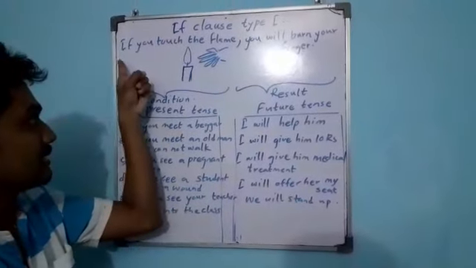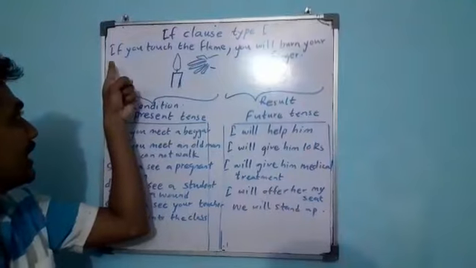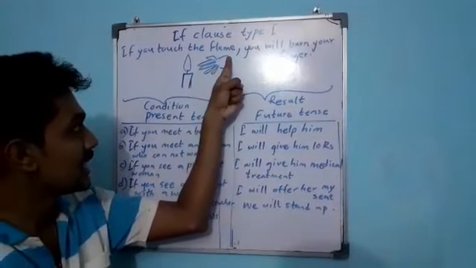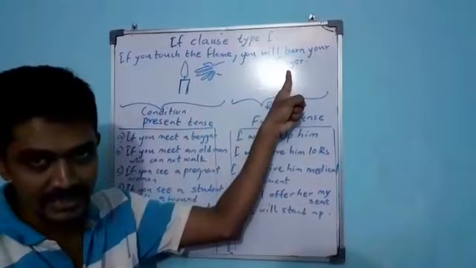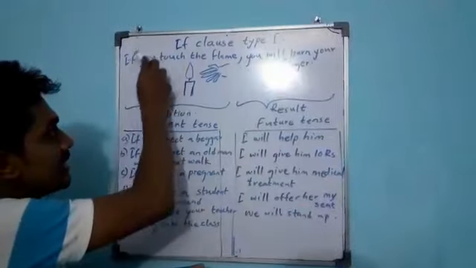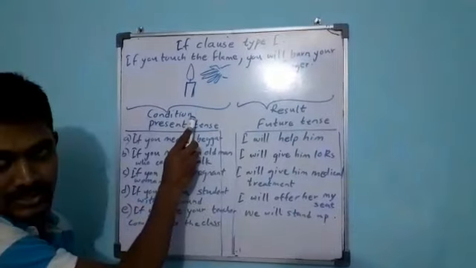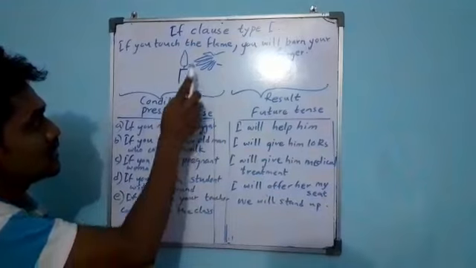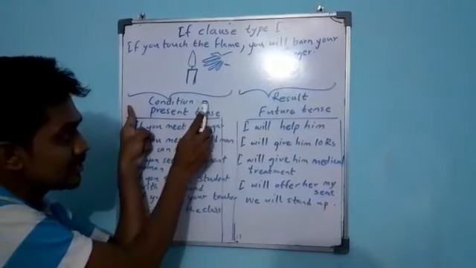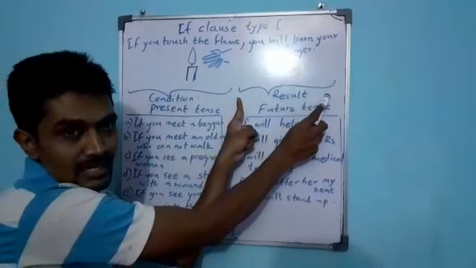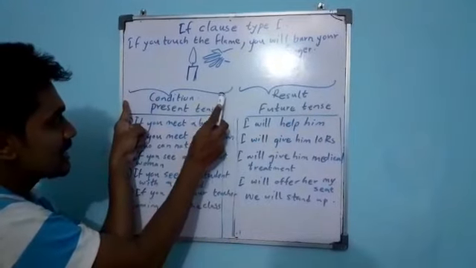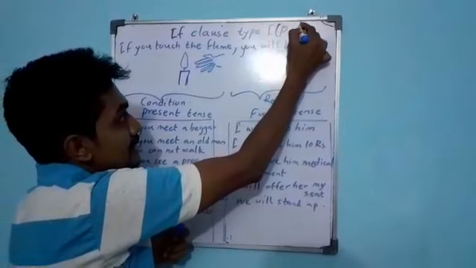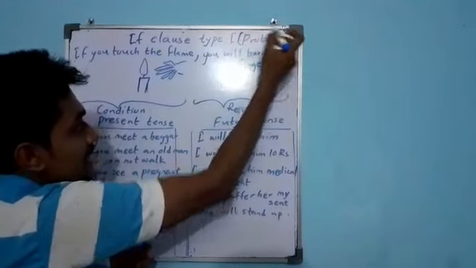Now I am going to write a sentence on the board. You can read the sentence: If you touch the flame, you will burn your finger. Now in this sentence, the first part has a condition and the second part has a result. So in if clauses, usually we have a condition and a result. If clause type 1 is used for probable conditions.